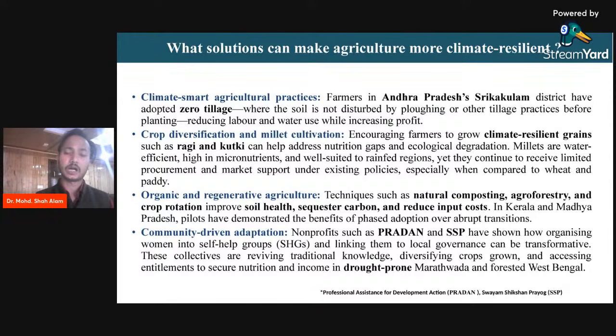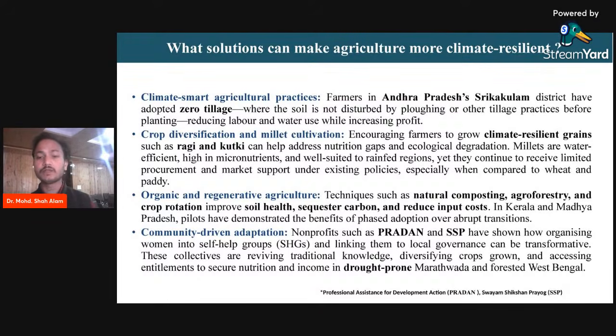But as an agronomist, I suggest that you should go for millets, given this temperature and this time of the year. We know that water is very short, and millets require very little water, and they utilize the water very efficiently. And the next point is organic and regenerative agriculture. Techniques such as natural composting, agroforestry and crop rotation will improve soil health, carbon sequestration, and reduce the input cost.